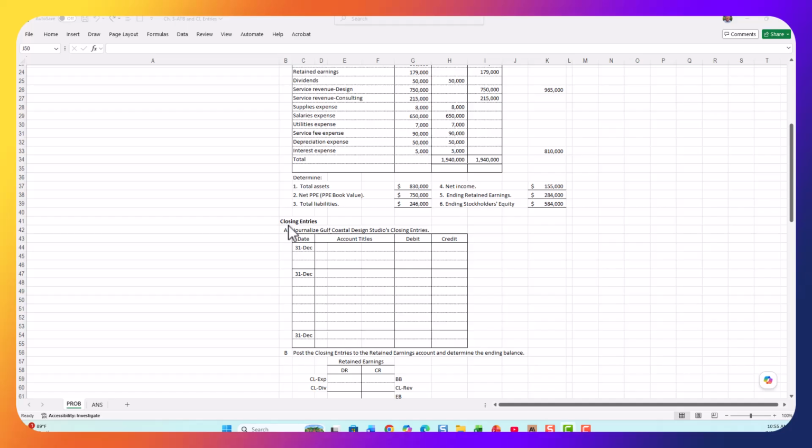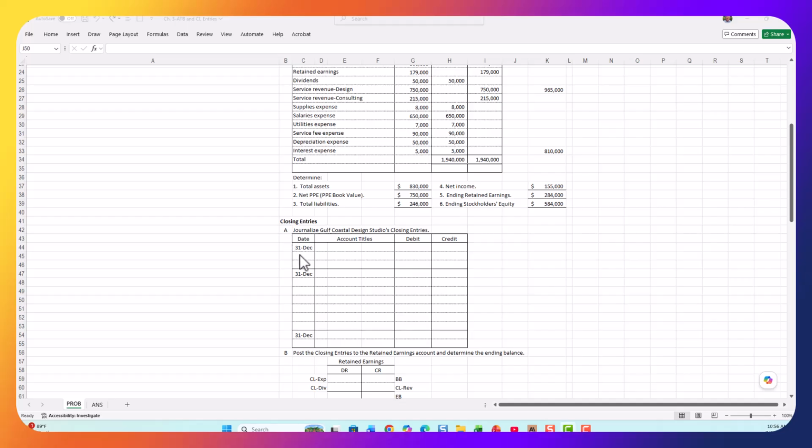Think of the accounting period like a basketball game. At the end, you record the final score. That's transferring everything into retained earnings. And then you reset the scoreboard to zero for the next game. Without closing, next year's revenue would start out mixed together with this year's.